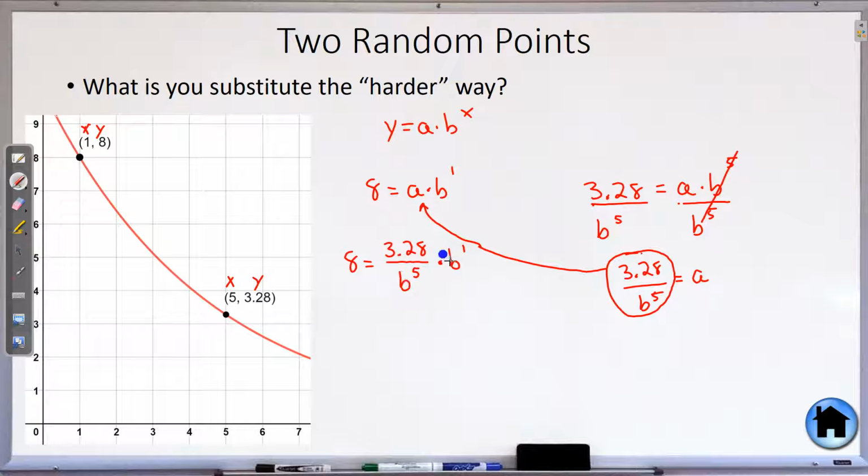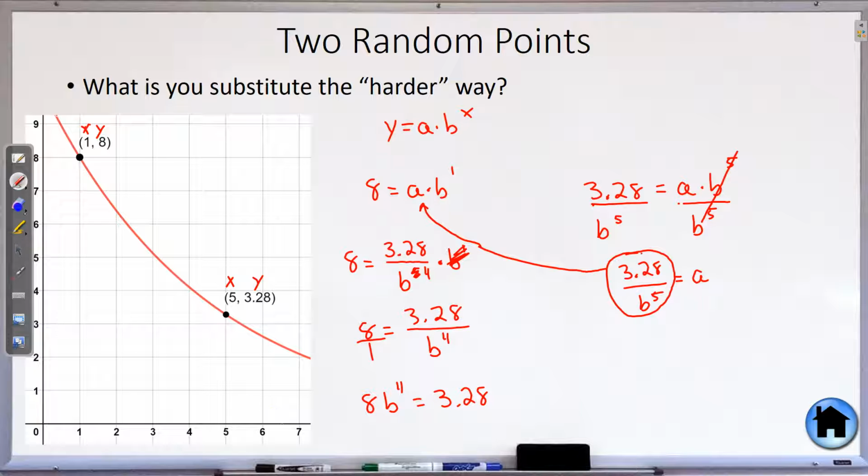Now, the b's do still cancel a little bit, but not the same way they did last time. So now when I cancel out the b's, I had 5 on the bottom and 1 on top. There's now 4 b's, but they're in the bottom, and so they do need to stay in the bottom. And now I've got to solve this equation. The best way you probably know how to solve that equation is put a 1 under the 8 and then cross multiply. So we have 8b to the fourth is equal to 3.28.